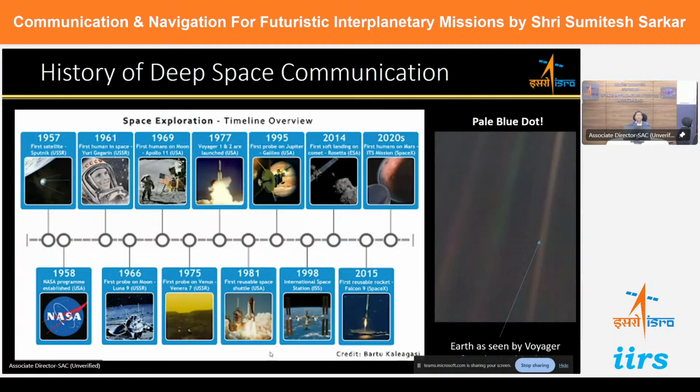Next. If you see the brief history of deep space communication, in 1957 the first satellite was launched by the USSR, that is Sputnik. Then in 1958, we have the NASA program. Like that, we know how it has progressed. Humans have gone into space. In 1961, Yuri Gagarin from the USSR was in space.